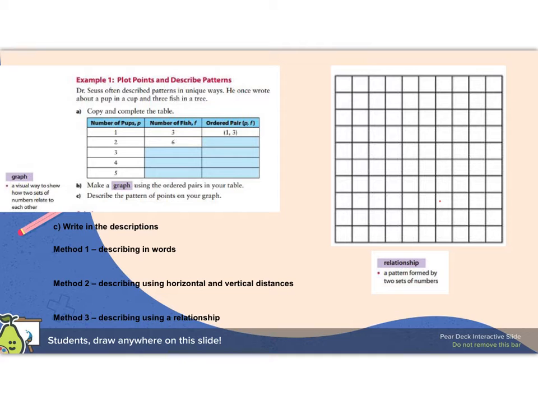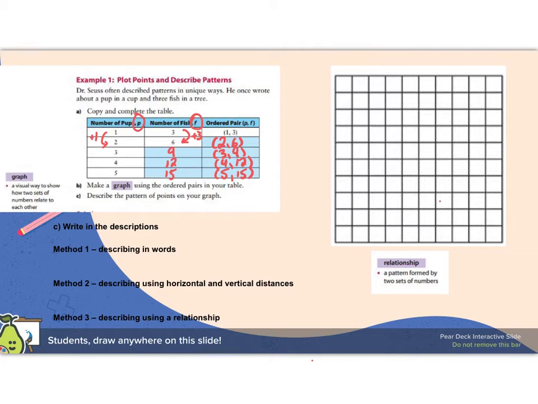In this example over here, we're talking about Dr. Seuss describing patterns in unique ways. He once wrote about a pup in a cup and 3 fish in a tree. So for this one over here, we have 1 pup is 3 fish, 2 pup is 6 fish. So following the same pattern, everything on the x is increasing by 1. And so if I follow the same pattern on this side, everything in this F section is increasing by 3. So that must mean I go 9, 12, 15. To write my ordered pairs, I'm just going to grab my P's and then my F's. So this would be 2 and 6, 3, 9, 4, 12, and 5, 15.